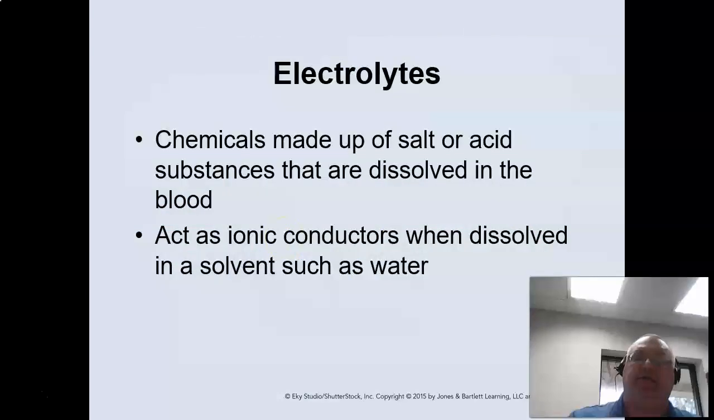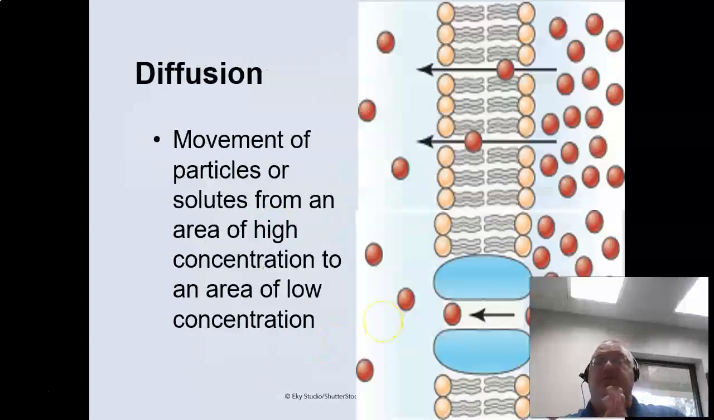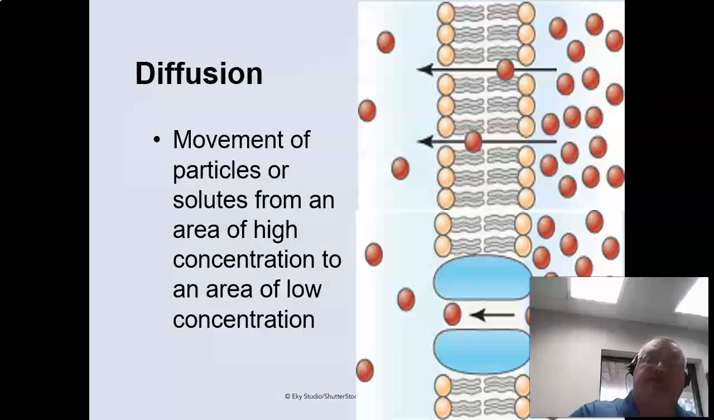They're ionic conductors. And there's several different ways of getting things through that cell membrane. And we kind of covered the one, which is diffusion. We'll talk about the other ones here: osmosis, active transport, and then endo and exocytosis. So diffusion is the movement of particles from a high concentration to a low concentration, okay? And it's really important, again, it wants to be equal.